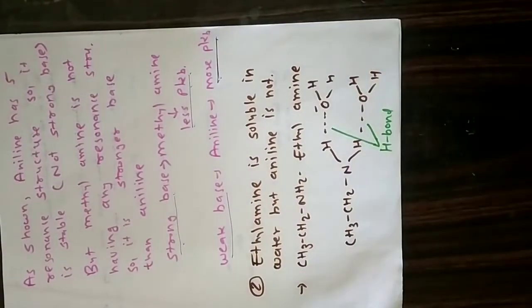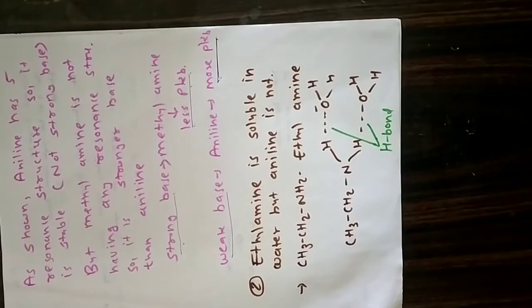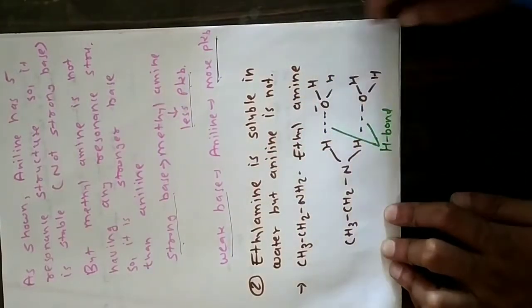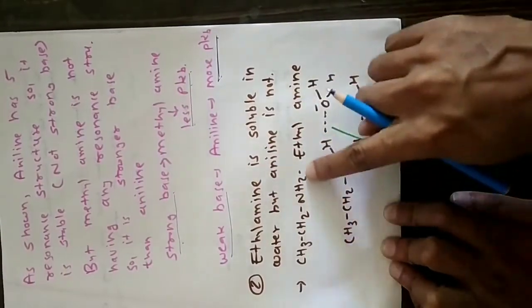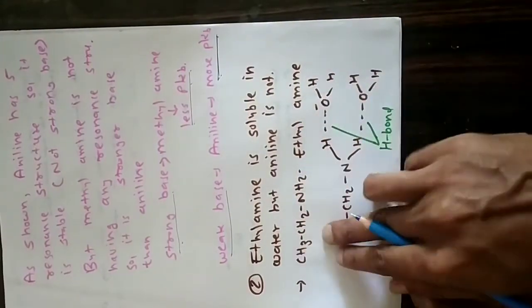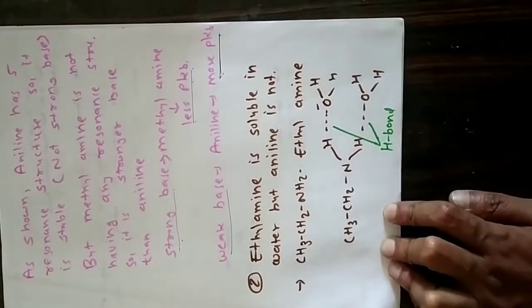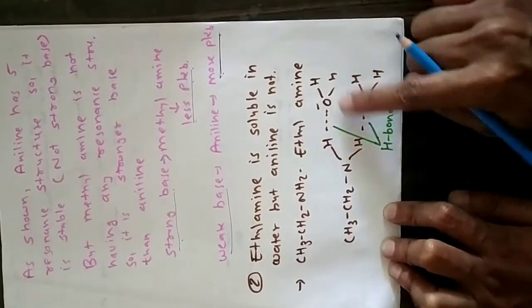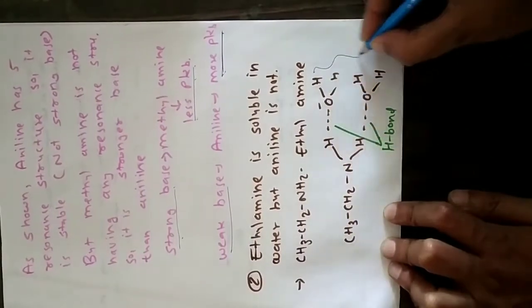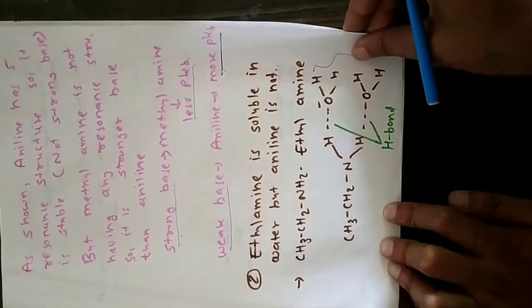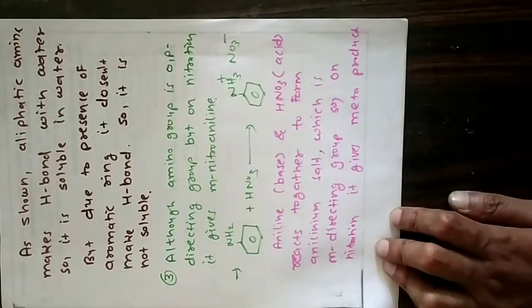Now the second statement: ethylamine is soluble in water but aniline is not. Ethylamine is soluble but aniline is insoluble in water. Now you can say this one is our ethylamine. It has an NH2 group and a small aliphatic chain, a 2 carbon chain. Now this NH2 can make 2 hydrogen bonds with water. You can see here these 2 bonds. It can make 2 hydrogen bonds with water, so it is soluble in water.